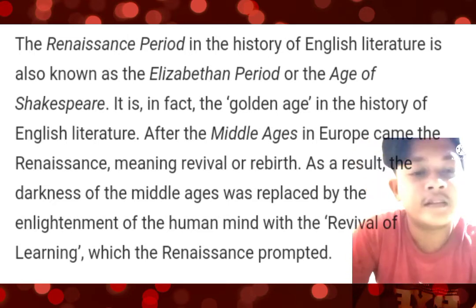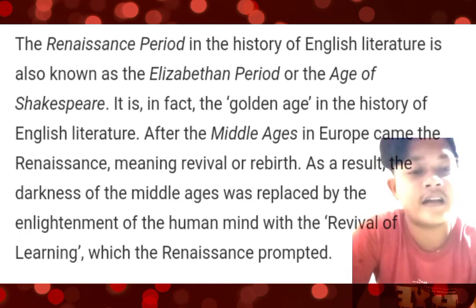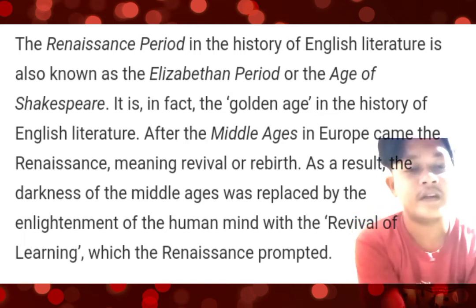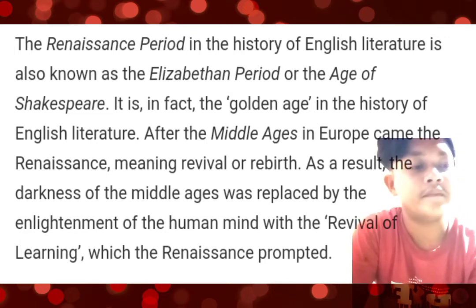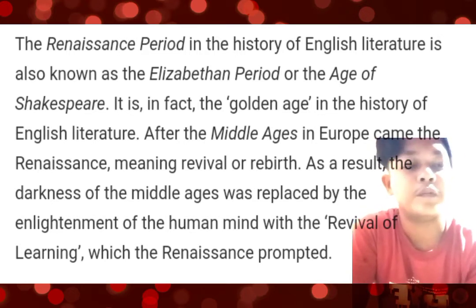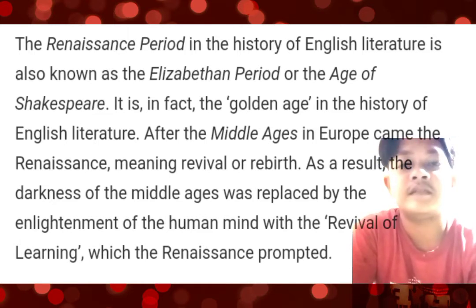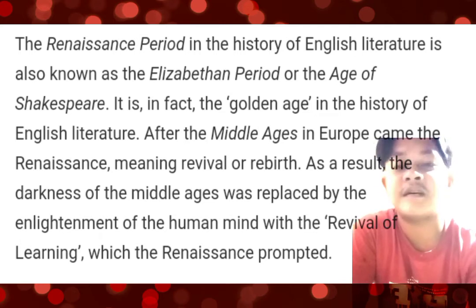So, the Elizabethan period or the age of Shakespeare. The term Elizabethan period refers to the English history of the reign of Queen Elizabeth the First. The term age of Shakespeare is due to William Shakespeare. He lived from 1567 to 1616, being a part of the Elizabethan era.